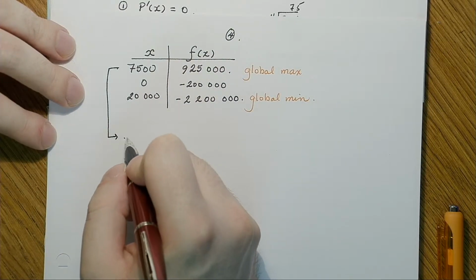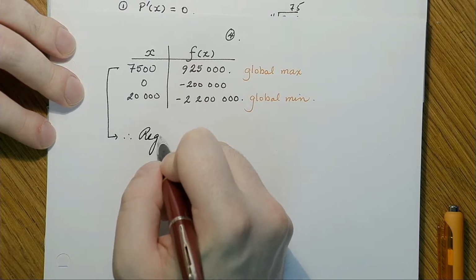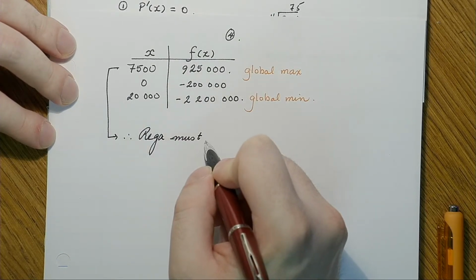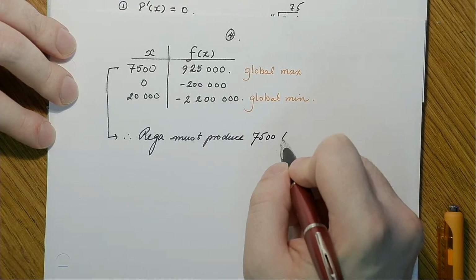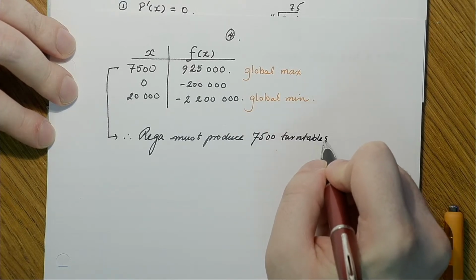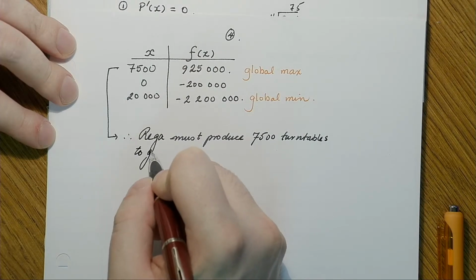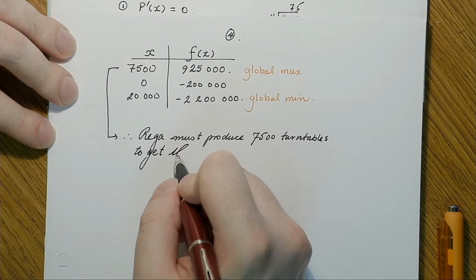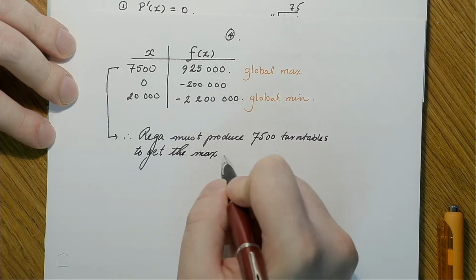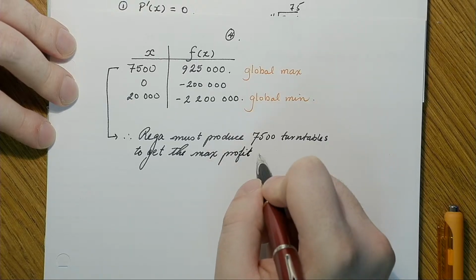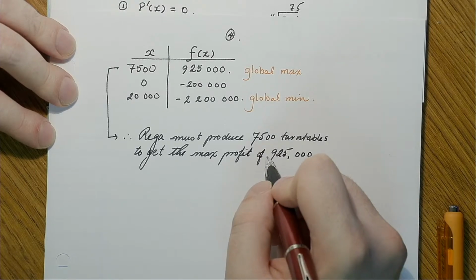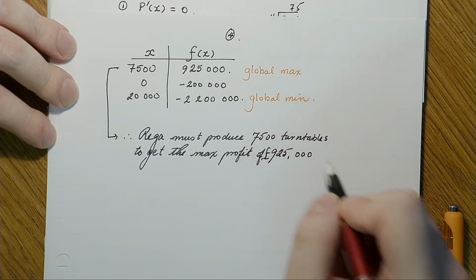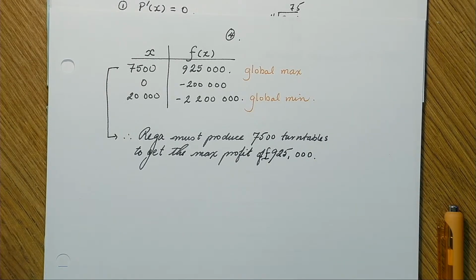So the boss wants us to write out a statement. So Rega must produce 7,500 turntables to get the maximum profit of 925,000. Actually, we said it's pounds. Perfect.